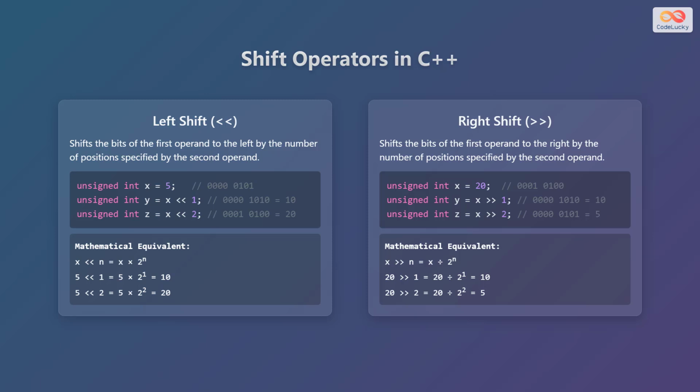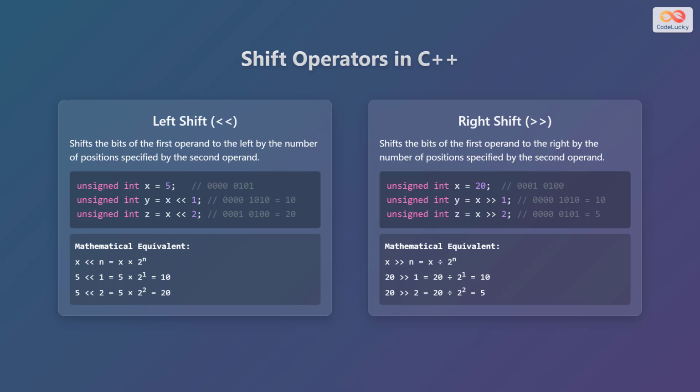00010100. Unsigned int y is assigned the result of x right shift 1. This shifts the bits of x 1 position to the right, resulting in 1010, which is equal to 10. Unsigned int z is assigned the result of x right shift 2. This shifts the bits of x 2 positions to the right, resulting in 101, which is equal to 5.